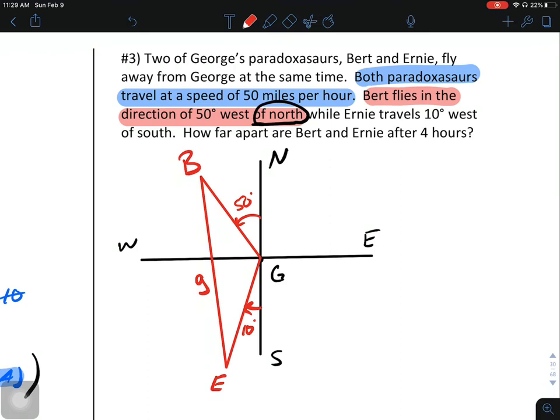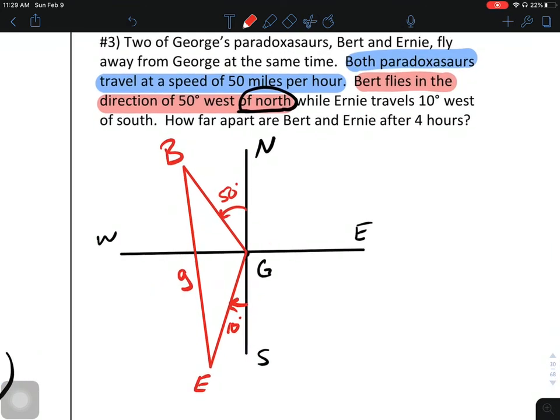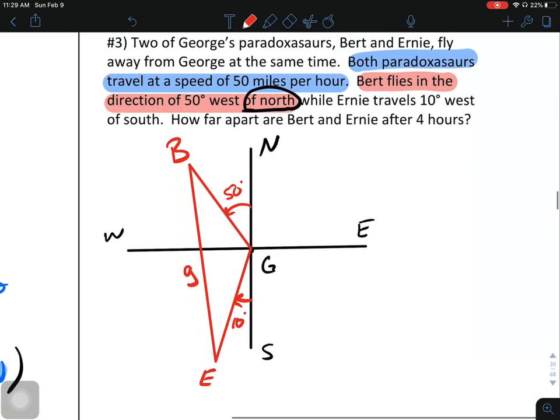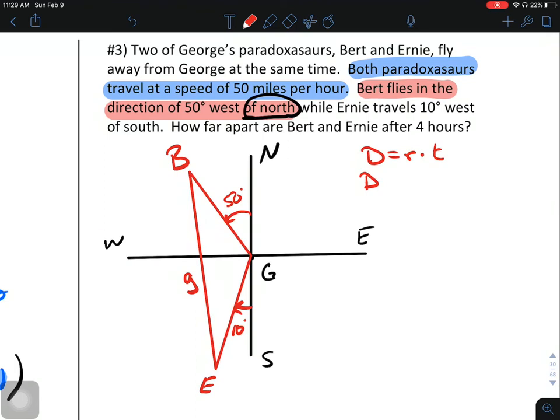You'll notice in our triangle we don't have the lengths of anything. That's not good. Hopefully you know that the distance someone travels is equal to their rate times their time. The distance that Bert and Ernie are going to go, it says both of their rates are 50 miles per hour, and they're both traveling for 4 hours. That means that after 4 hours, they will have gone a total distance of 200 miles apiece. So this is 200, and this is 200.